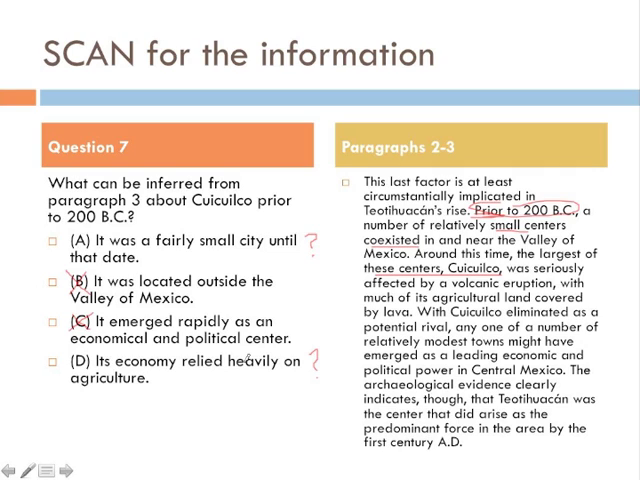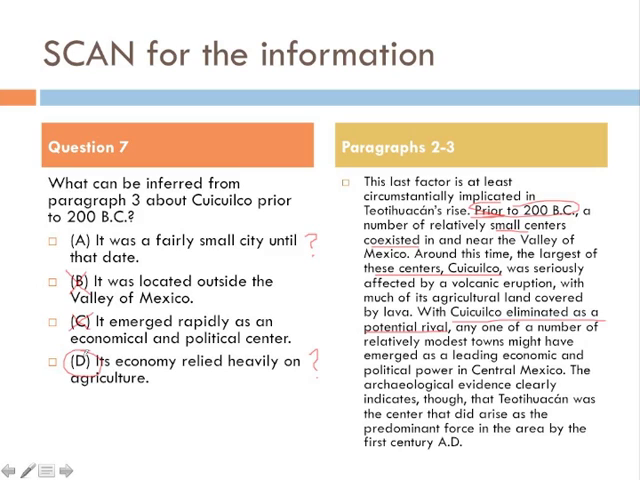If we go back to D, we can kind of guess that Quiquilco probably was an agricultural power. Because after the earthquake, Quiquilco essentially was eliminated as that potential rival. In other words, it no longer was a power, and was not going to challenge Teotihuacan as the center. So even though the two answer choices are not great choices to separate from, it does seem like D is the better answer choice between A and D.